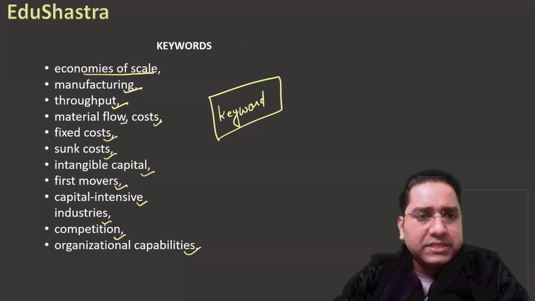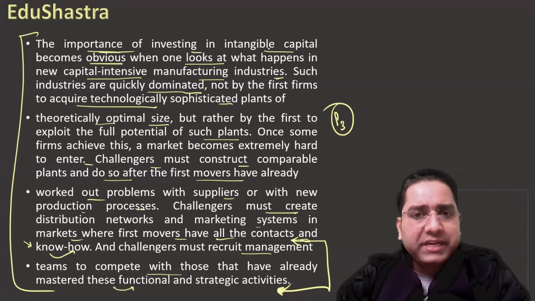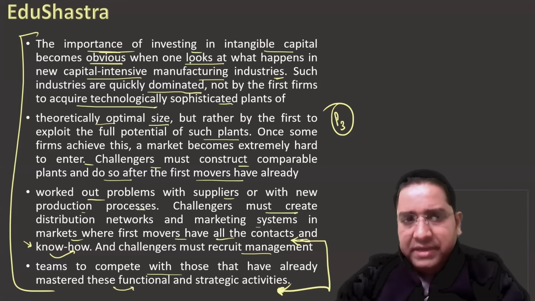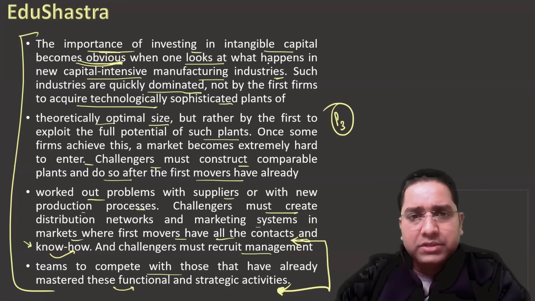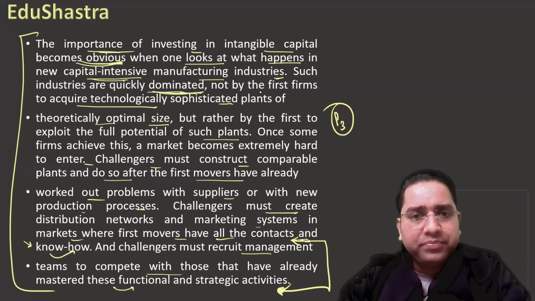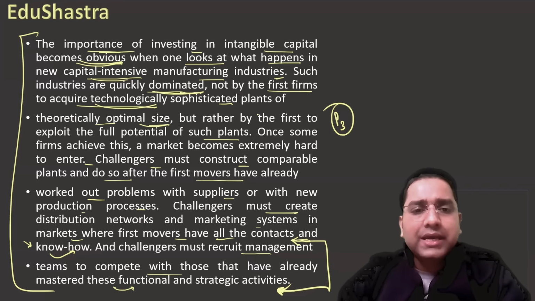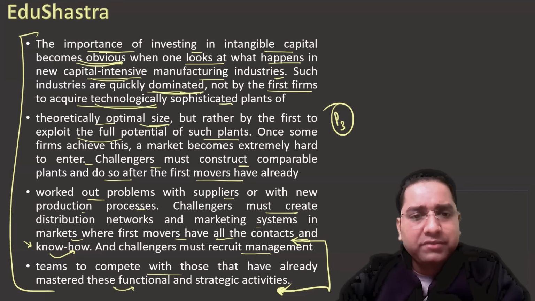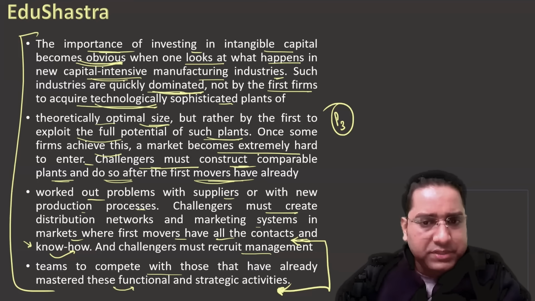See, what does it say? The importance of investing in tangible capital becomes obvious when one looks at what happens in new capital-intensive manufacturing industries. Such industries are quickly dominated not by the first firms to acquire technology-sophisticated plants of theoretically optimal size, but rather by the first to exploit the full potential of such plants. Once some firms achieve this, a market becomes extremely hard to enter. Challengers must construct comparable plants to do so after the first movers have already.